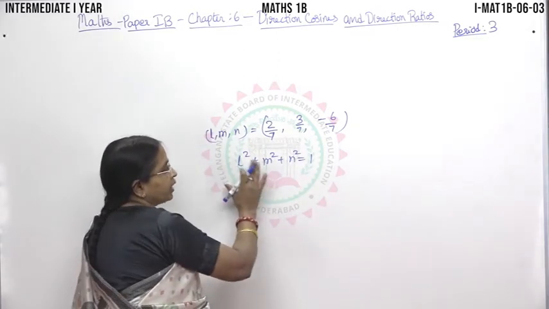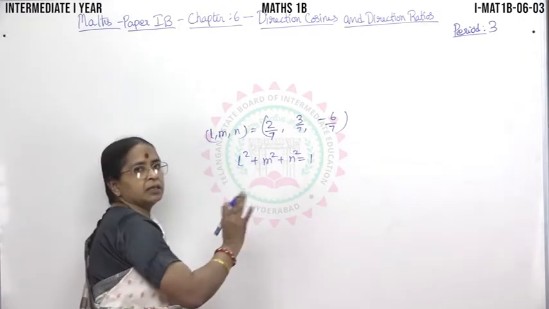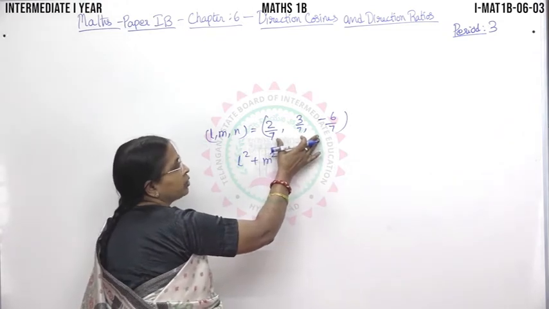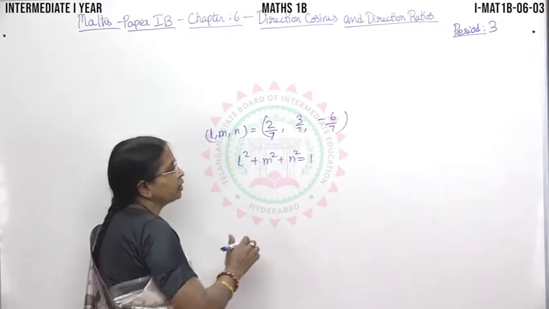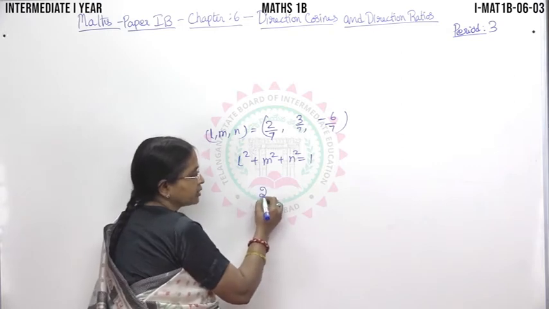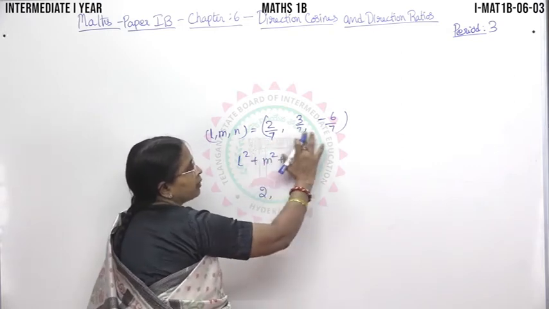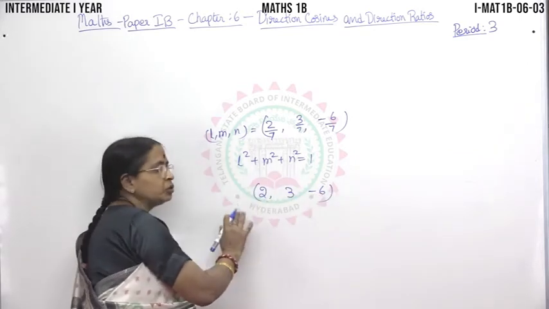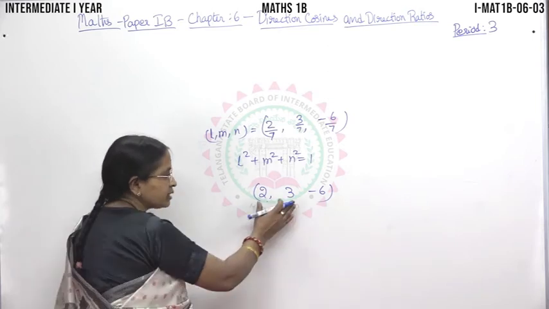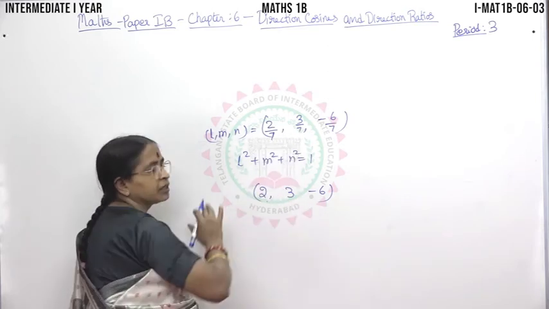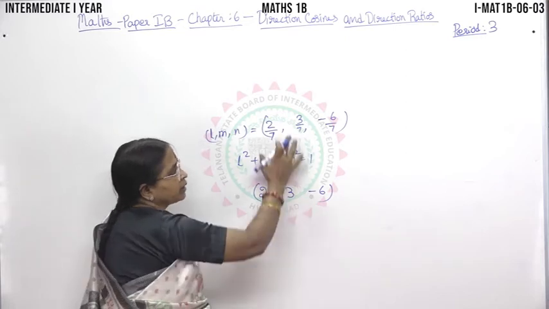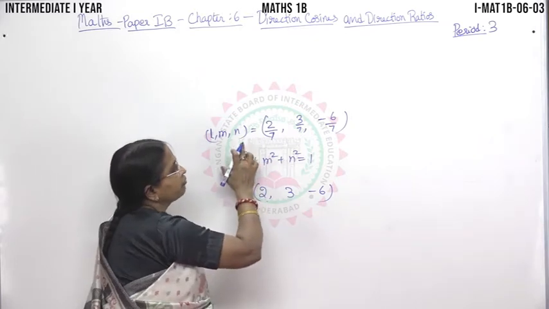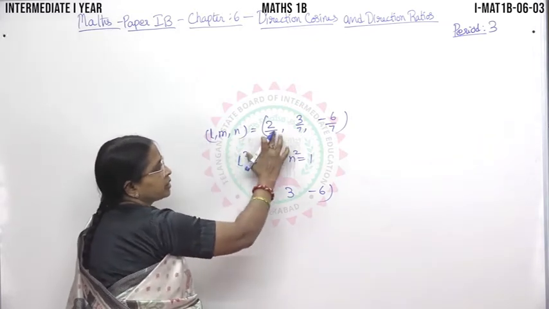Now direction ratios means any ratios which are proportional to direction cosines are called direction ratios. So if you multiply all the three by 7, you will get 2, 3, minus 6, isn't it? So 2, 3, minus 6 is one set of direction ratios of the line whose direction cosines are these three.